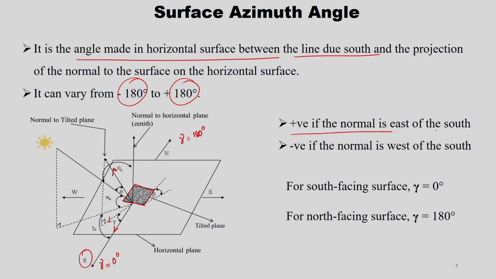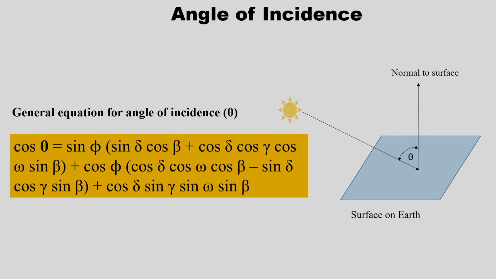So, it is considered as positive if the normal is east of south, it is negative if the normal is west of south. And then for south facing surface gamma is 0, and for north facing surface it is 180 degree. Next one is angle of incidence. So, this is sun's ray or the line of sight. So, this is considered as horizontal surface. So, this is normal to the surface. So, this angle made between the line of sight and the normal to the surface is called theta.